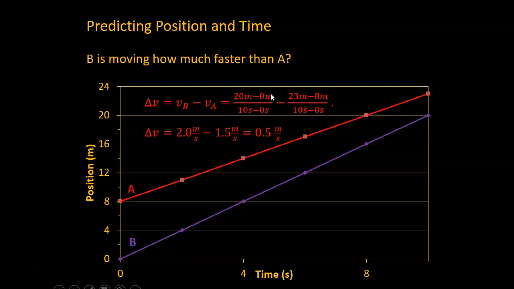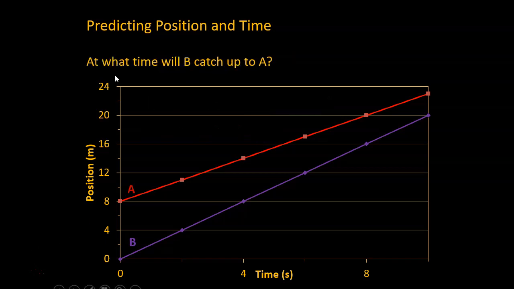So when we do the division here, we get 2 meters per second, and when we do this division, we get 1.5 meters per second. So we subtract the two velocities, and we find out that object B is moving half a meter per second faster than object A. Let's look at one more thing we can predict.